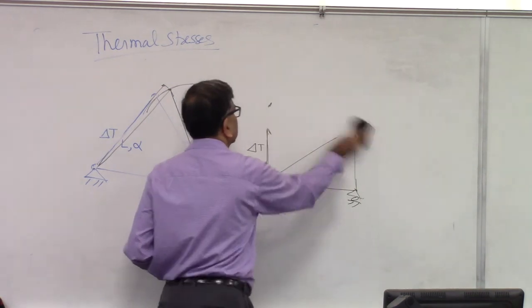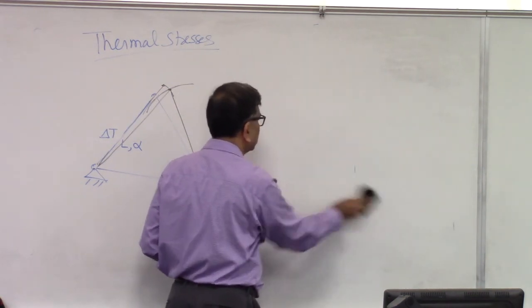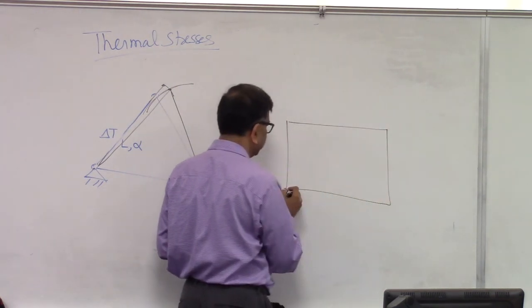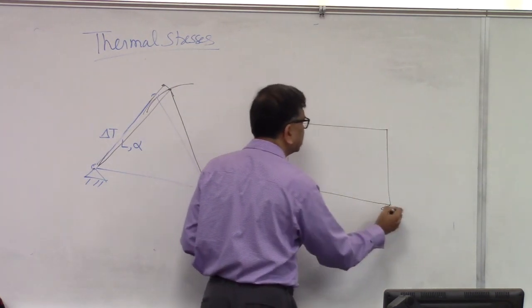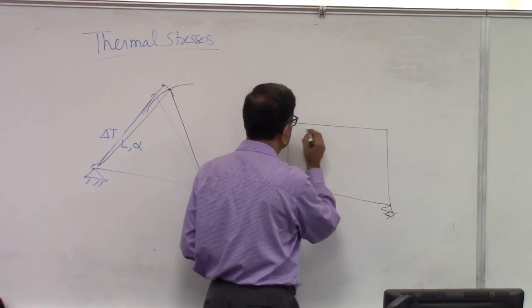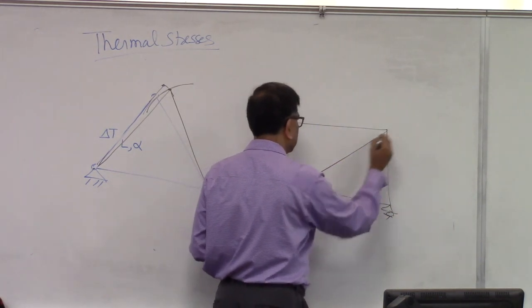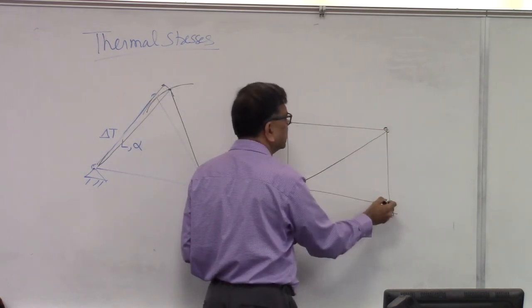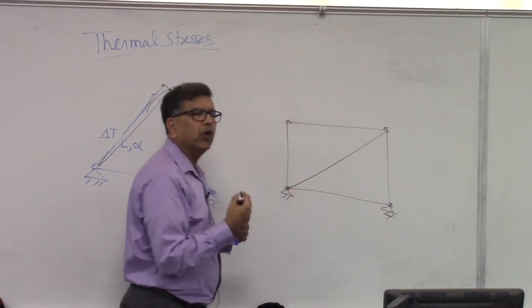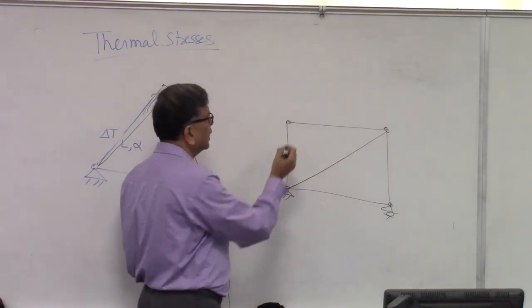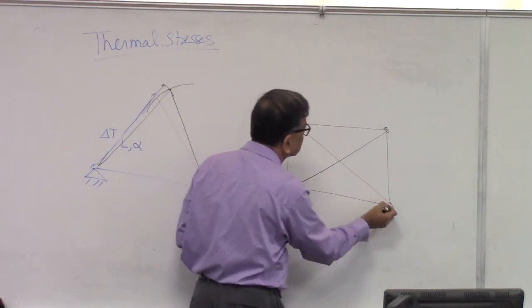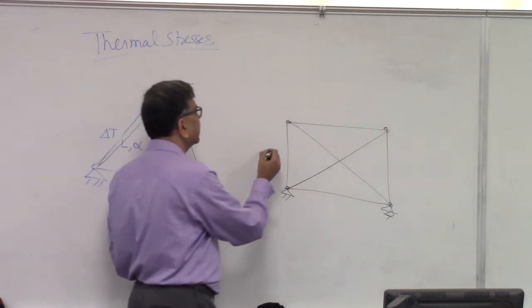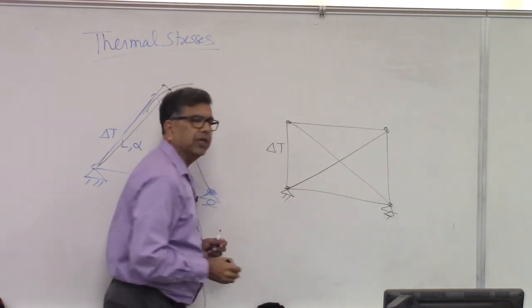Now comes the problem. I'm going to add one more problem for you to think about during the weekend. Suppose I find this truss is an acceptable truss, meaning it's a stable truss, nothing wrong with it. But I find this is very flimsy. I want to strengthen it. So what I do is I add a redundant member. This is called a redundant. You don't need it. Now I add it. Now I do the same problem. I increase this delta T.